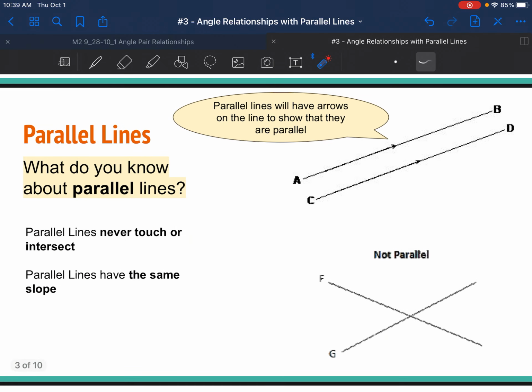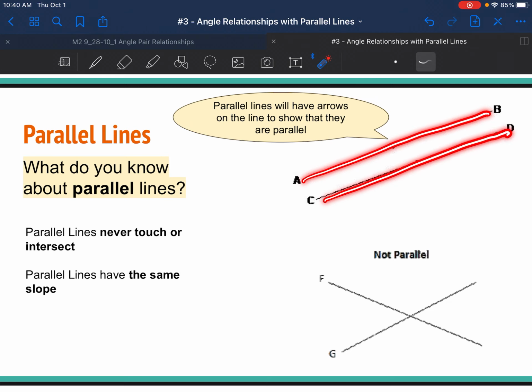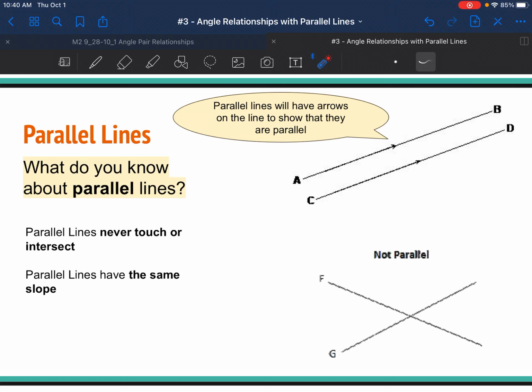So our first word is about parallel lines, and this is probably a review from Math 1. What do you know about parallel lines? Well, parallel lines never touch, and they have the same slope. So this is an example of two parallel lines, and I know they're parallel because you'll see these two arrows on the line to show you that they do not touch and that they have the same slope.